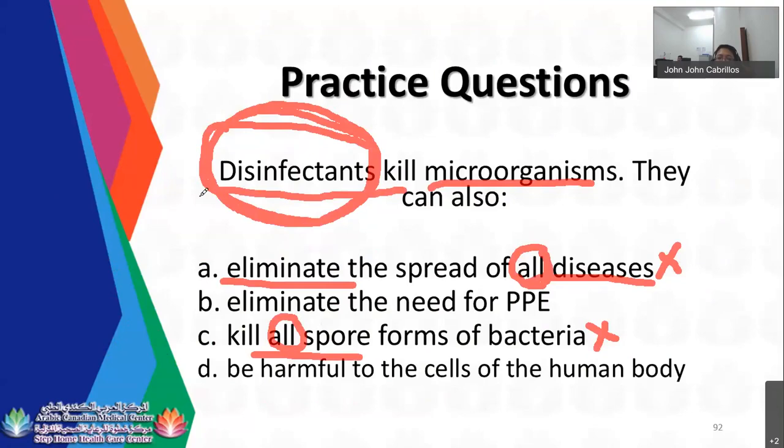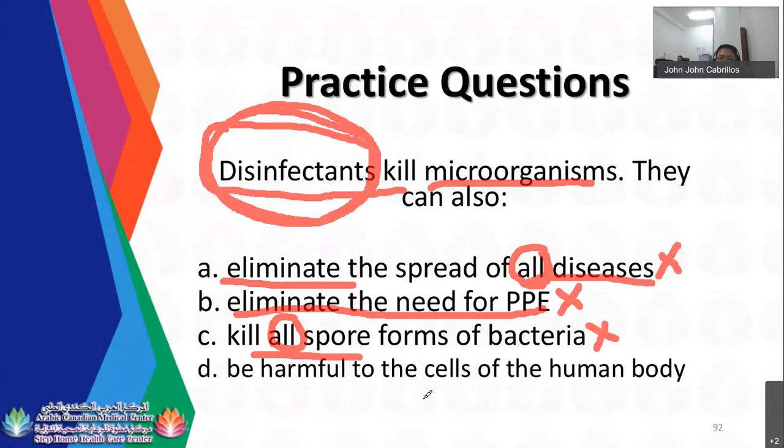Eliminate the need for PPE. Wrong. It will not eliminate the wearing of PPE because even when we are disinfecting, we still need to wear PPE. Even handling disinfectant, you need to wear PPE. Even disinfecting your equipment or any environmental surfaces, you still need to wear PPE.